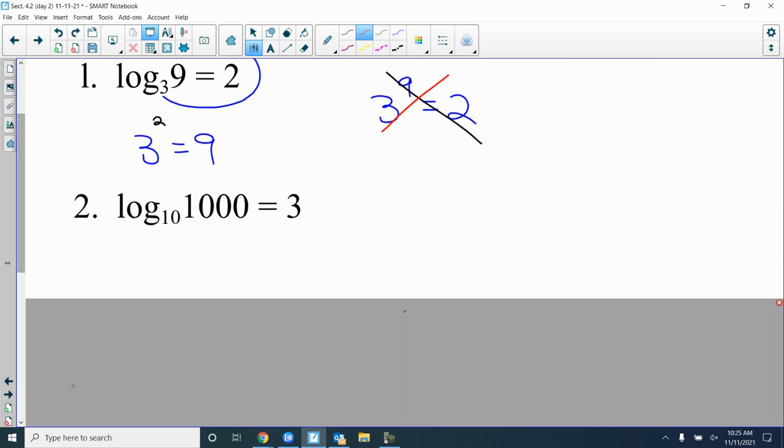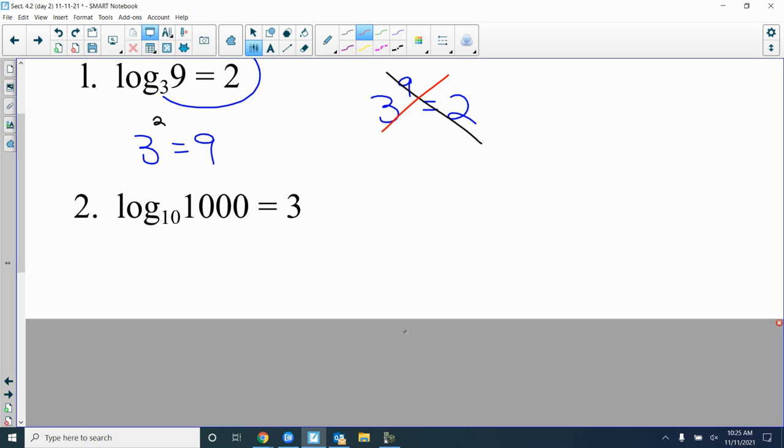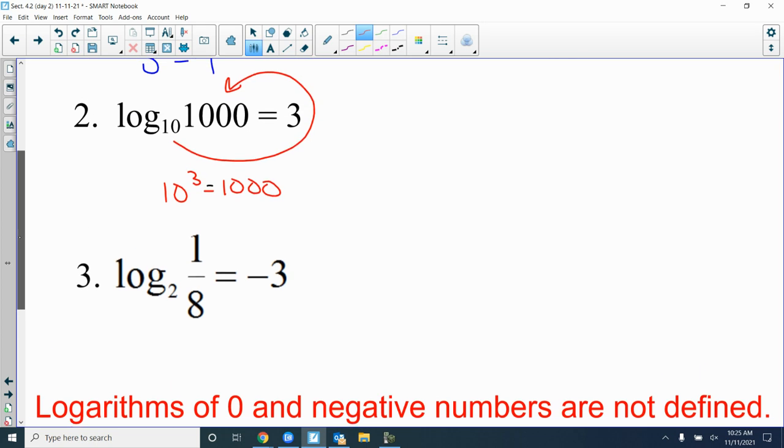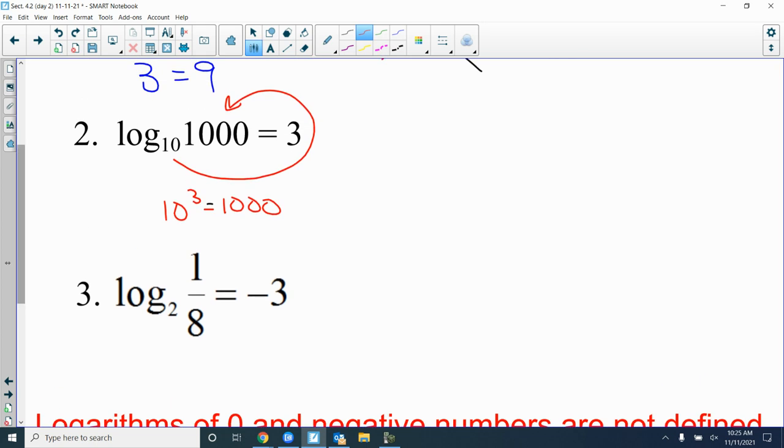Log base 10 of 1,000 equals 3. Rewrite that. So that means 10 to the 3rd equals 1,000. And log base 2 of 1/8 equals -3. So 2 to the -3rd equals 1/8. All right, so just make sure that makes sense.